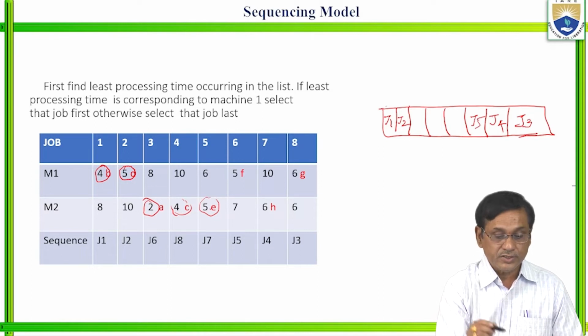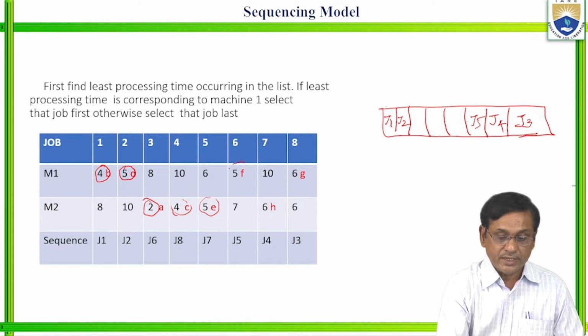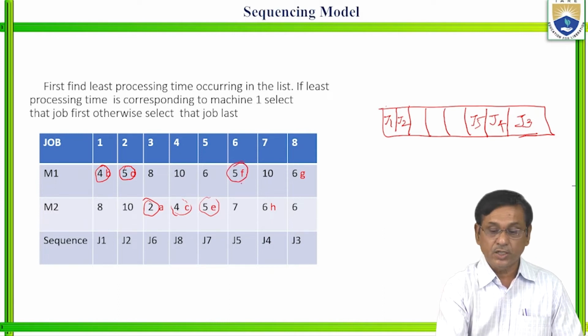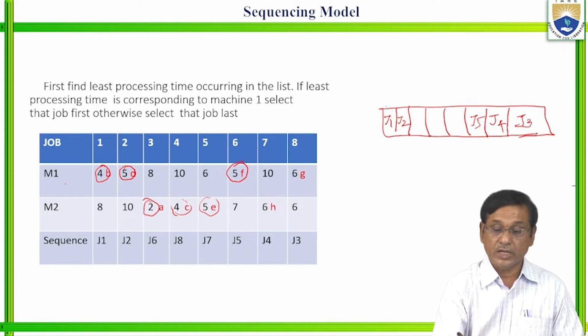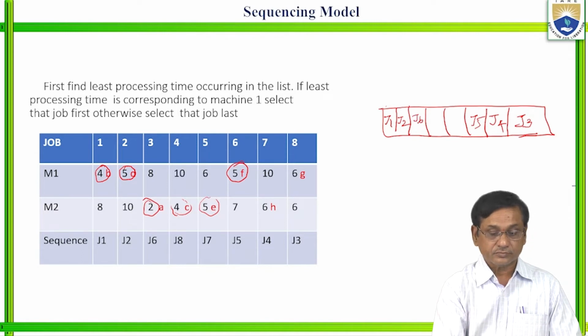Then when this is over, the next is again 5. You can consider that one. That is corresponding to job 6 and machine 1. Now you can consider J6 here.